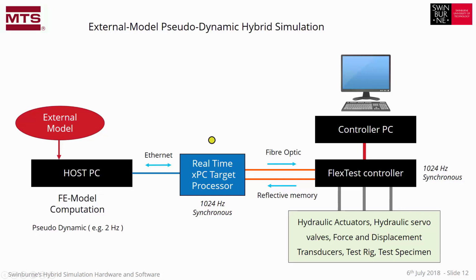To overcome the communications bandwidth, the introduced processor, referred to as the real-time XPC target processor, shares a high-speed fiber optic reflective memory with the FlexTest controller that provides virtually instantaneous communications both ways. This allows the host PC to run at a lower clock rate that can be anything from 20 to 500 times slower than the 1024 Hz synchronous clock rate of the FlexTest controller. The host PC can now implement extremely complex models without having to be a supercomputer.